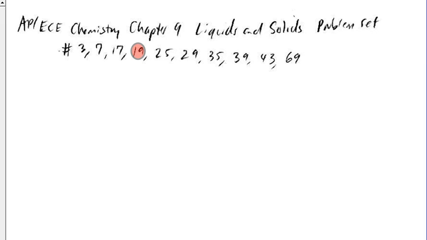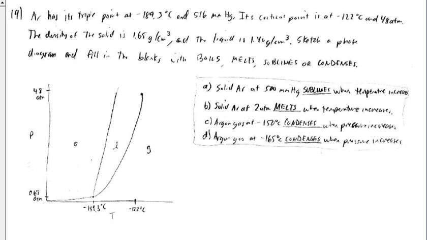Let's take a look at problem number 19. For problem number 19, you're looking at a sketched out version down here of a phase diagram. Some information is given in the text about how your phase diagram should look. And so then after you sketch out one, you are given some constraints and asked to decide which phase change occurs. So solid argon at 500 millimeters of mercury, which is about 0.67 atmospheres.